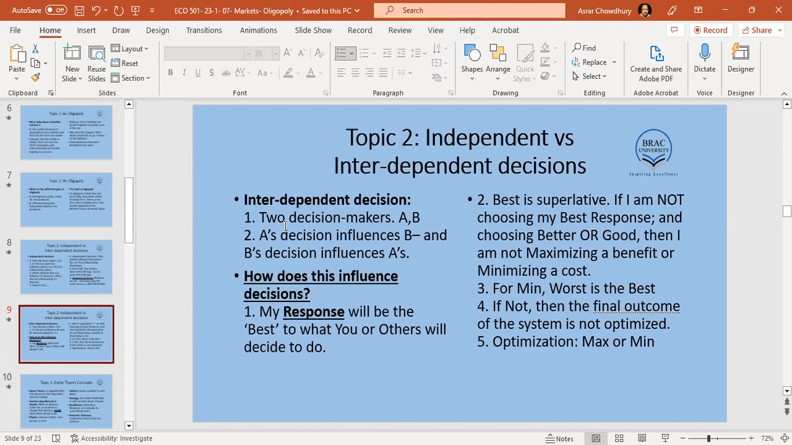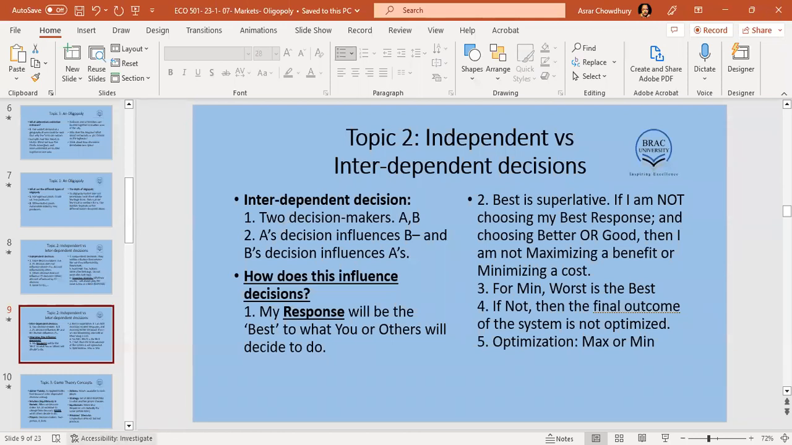Now, the best response is not always the bigger one. If we are cost minimizing, then what is our best response? Finding the minimum, right? Exactly. If we are maximizing a problem, then our best response is to find the maximum as the response. If we are minimizing a problem, our best response will be to identify the smallest one, right? Yes, sir. Okay, good.